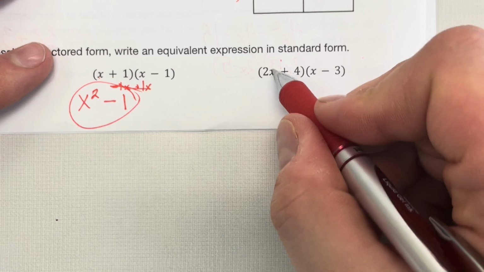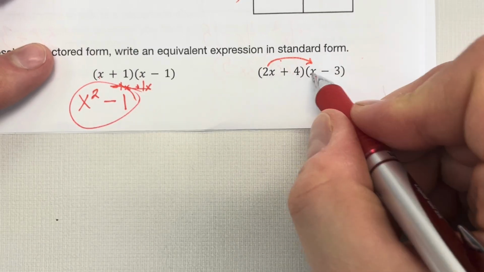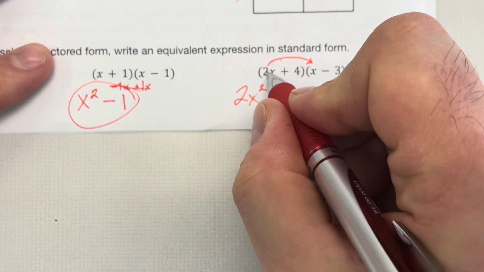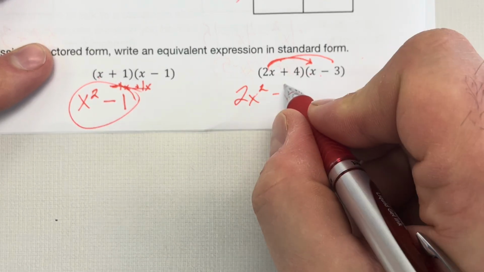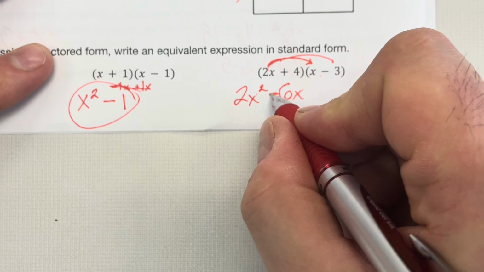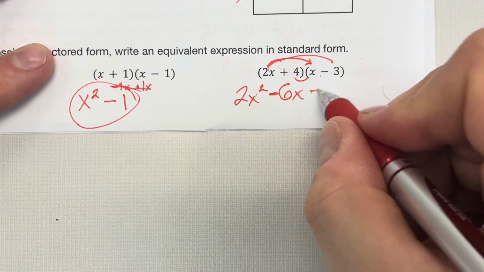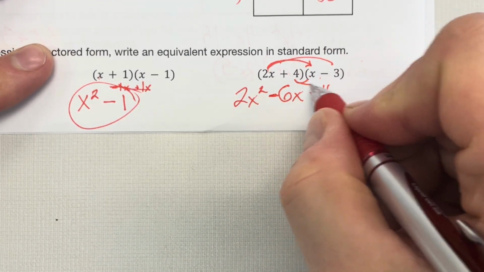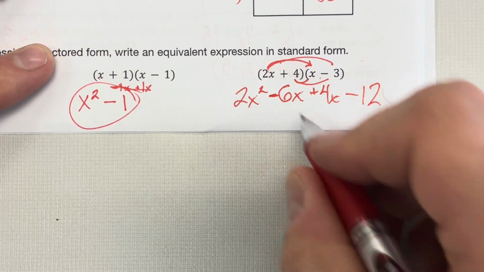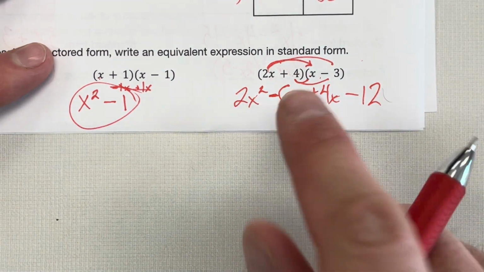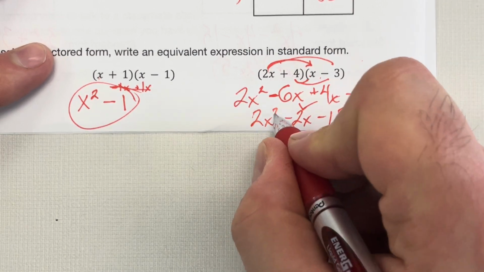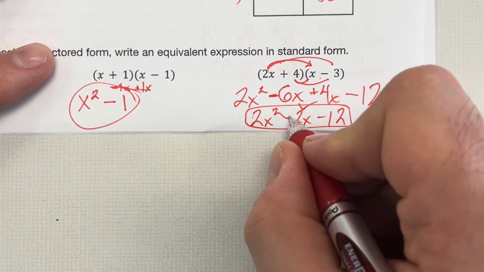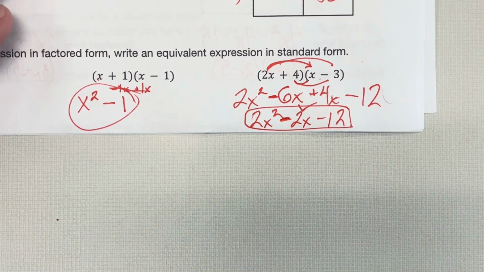And again, maybe I do the little arrows thing. 2x times x, so we get a 2x squared. 2x times a negative 3 would be a negative 6x. 4 times x would be 4x. And 4 times negative 3 would be negative 12. And I should combine these to make a negative 2x. So our final answer would be 2x squared minus 2x minus 12.